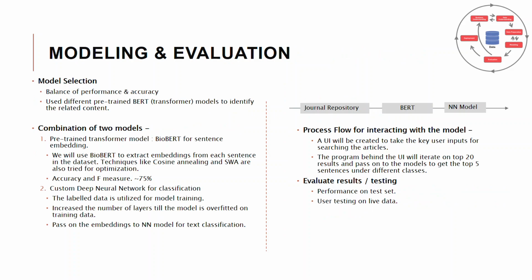As the data is prepared, we move to the modeling step where we will build and assess various models. Since we are building a classification model, the focus would be on balancing performance and accuracy. We narrow down on BERT models, Bayes and BioBERT. These are pre-trained models and thus help to train the models further to identify the related content out of the data from different documents, and then passing this through a custom neural network model, which will classify content into different classes. The model was trained with the labeled data. Also, while devising the neural network classification model, the number of layers was increased till the model overfitted on training data.